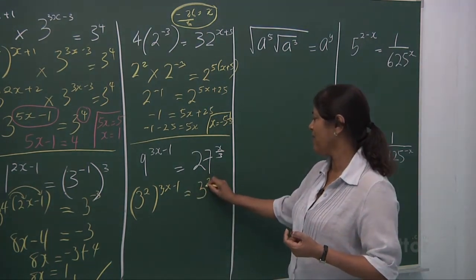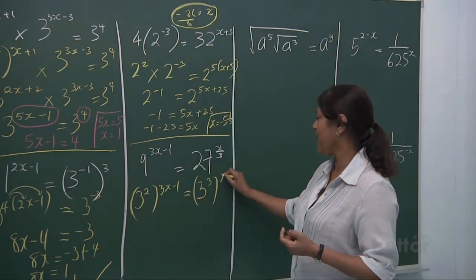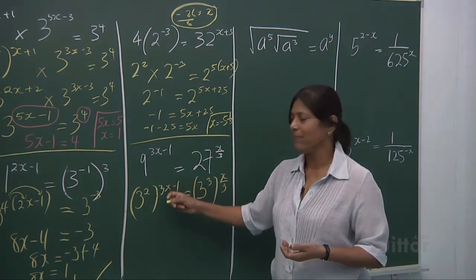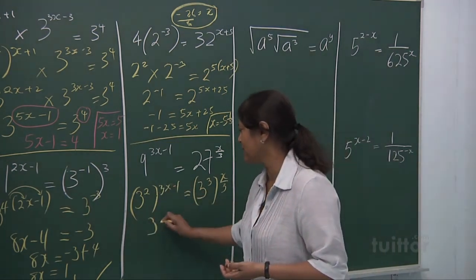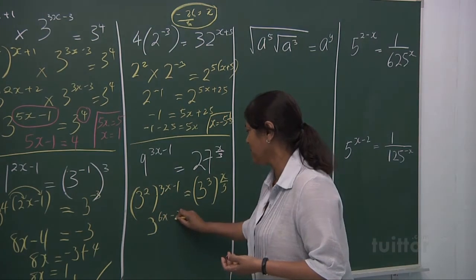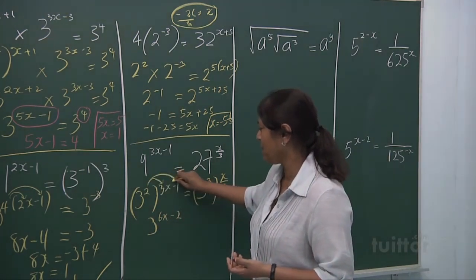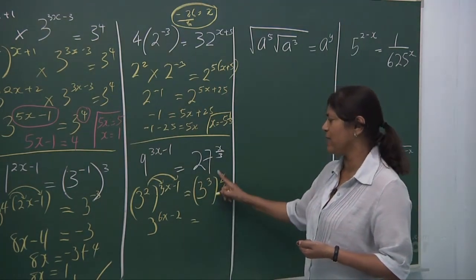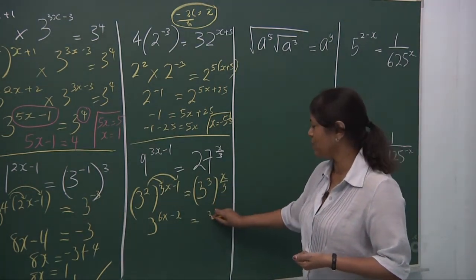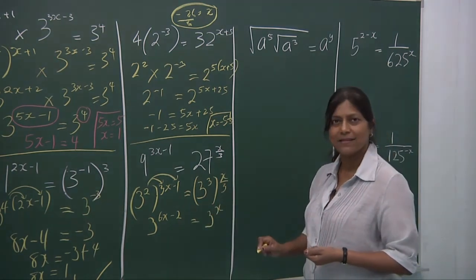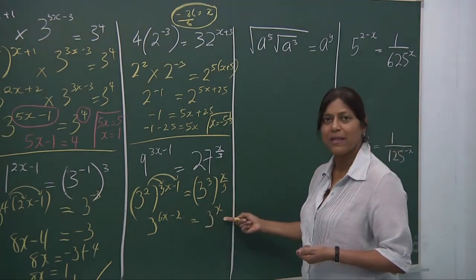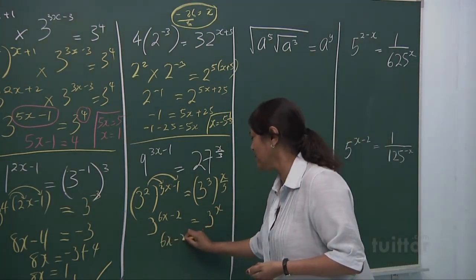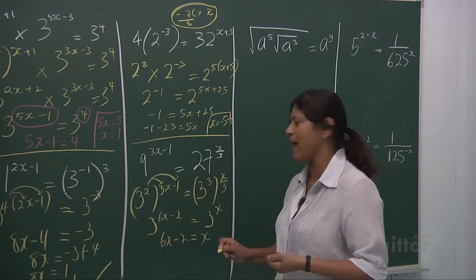And write it down. Outside power, x over 3. Multiply, open up. You get a 6x minus 2. Remember, you multiply the powers. And what you get here, you multiply, the 3 and 3 gets cancelled. You get 3 to the power of x. As I said, the powers will then be equal. So you've got 6x minus 2 is equal to x.